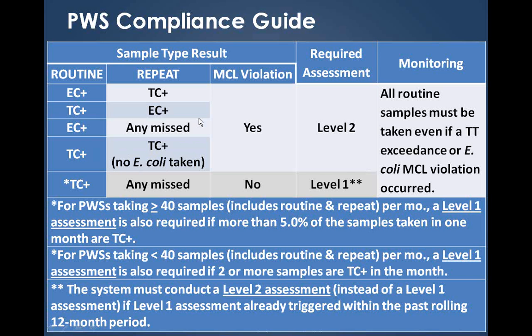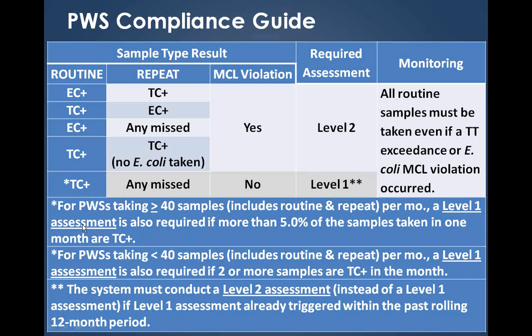So these are all examples of combinations of factors that, A, trigger an E. coli MCL violation, which we'll talk about later, has the acute public notification response, but B, it also triggers the level 2 assessment. And then the 5th row here summarizes that if you have a total coliform positive in your routine and you miss any one of your repeat samples, it's not an MCL violation. There would be a monitoring violation, but there's no more significant violation. But it does trigger a level 1 assessment.